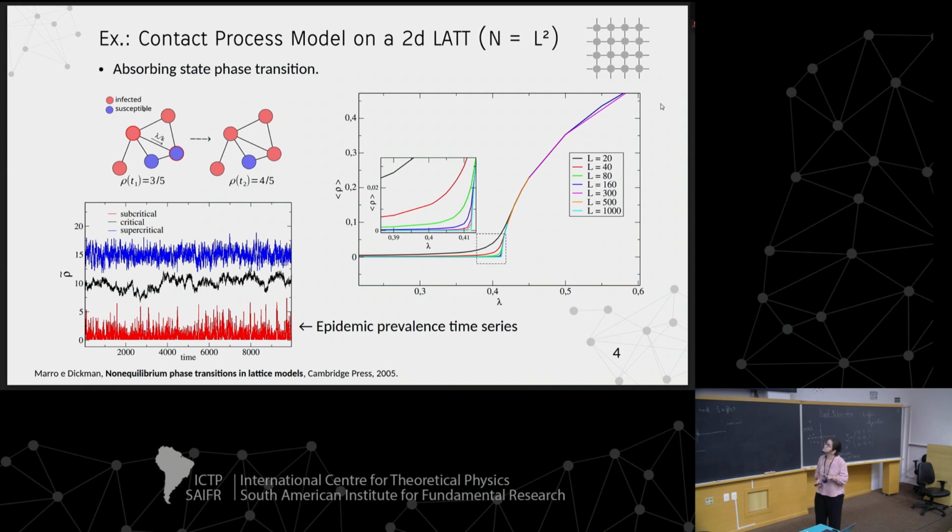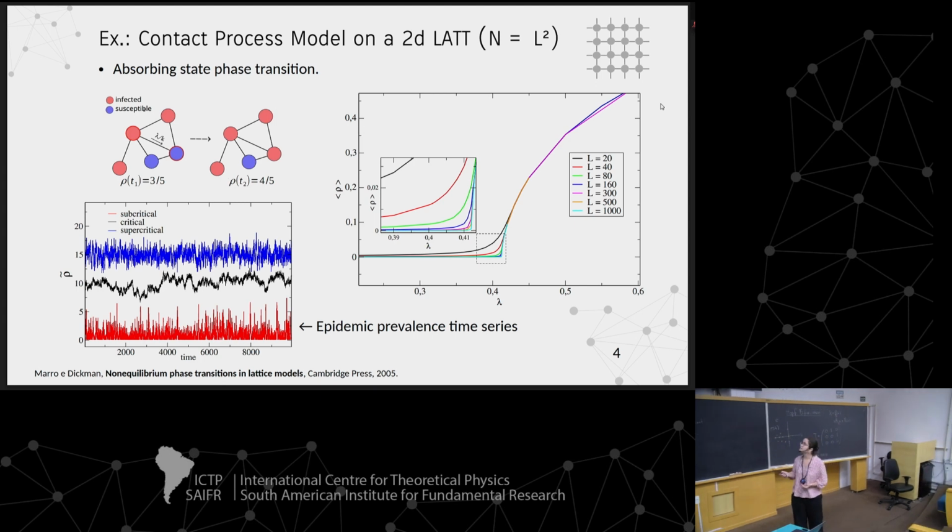So just to give an example of how we proceed, we have the contact process model. This model is known to perform an absorbing state phase transition, right? It is basically defined as follows: you have your nodes in your network, and they can be infected or occupied, or susceptible or empty, right? The infected nodes will infect other nodes with a given probability, or they can also heal. In our work, we use the spontaneous healing rate fixed as 1.